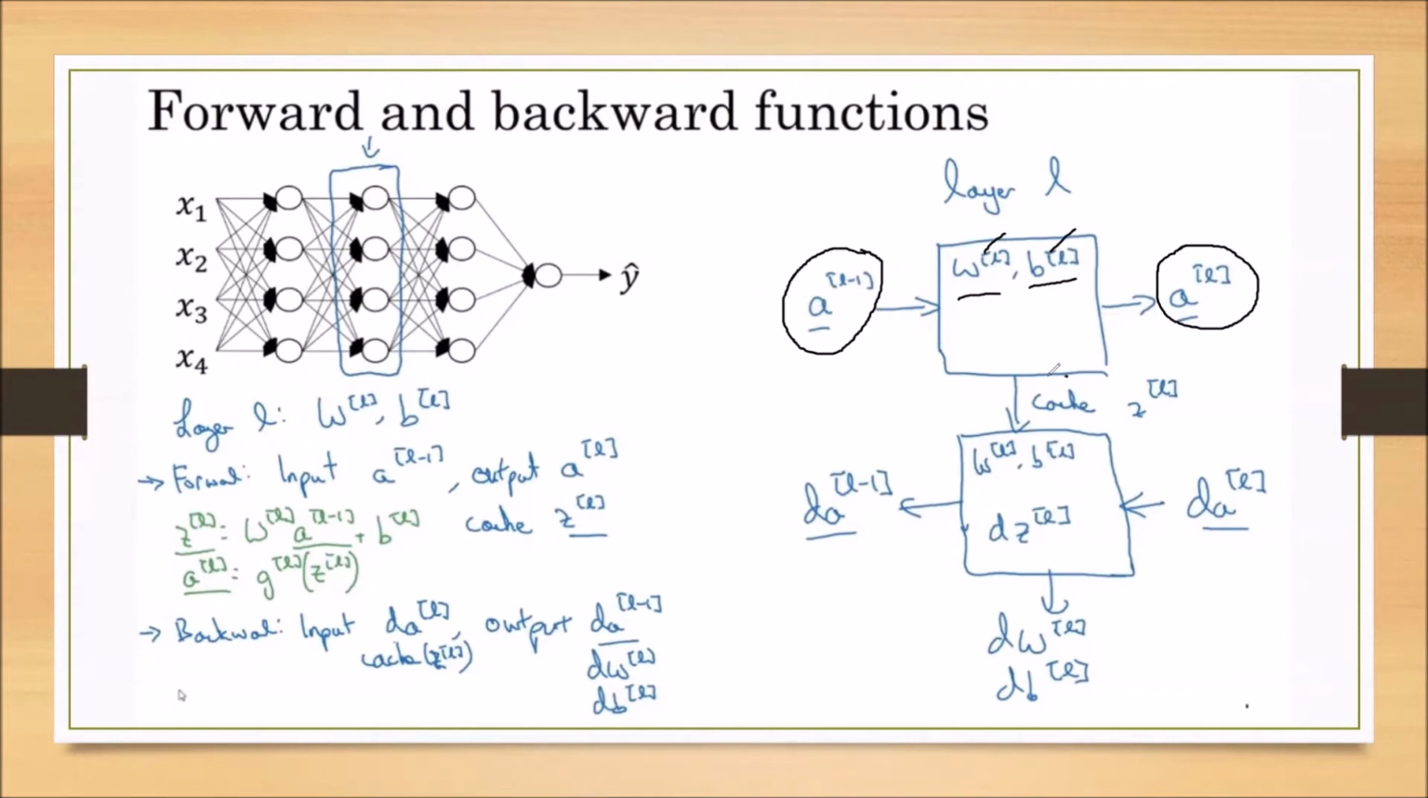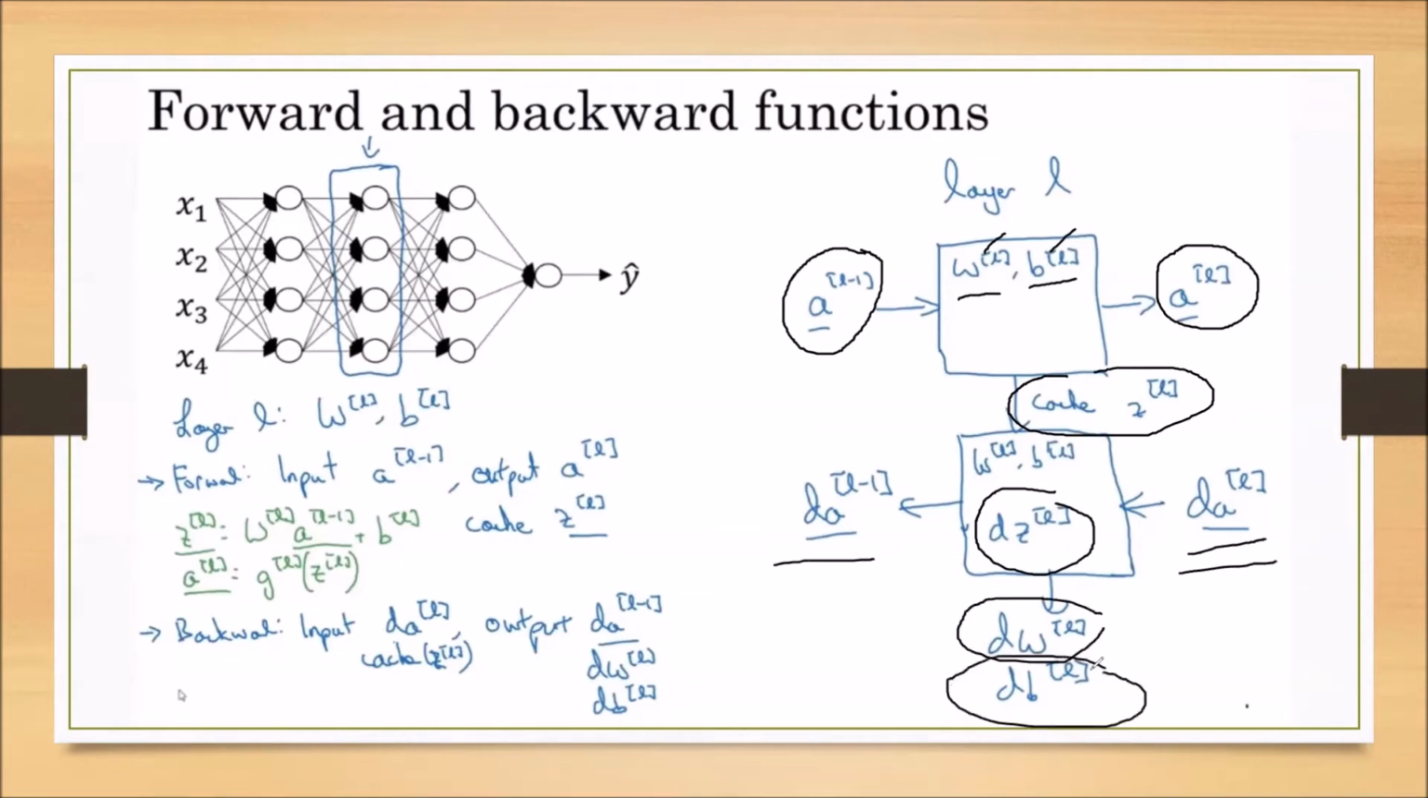Now every time we are caching Z[L], we are storing Z[L]. By using this Z[L], we are differentiating to get dZ[L]. This dZ[L] is nothing but the differentiation of the loss function with respect to Z. So in the back propagation, we are calculating dA[L-1] when the input is dA[L]. In this process, we are obtaining dW and dB. These two are useful to us in the gradient descent.